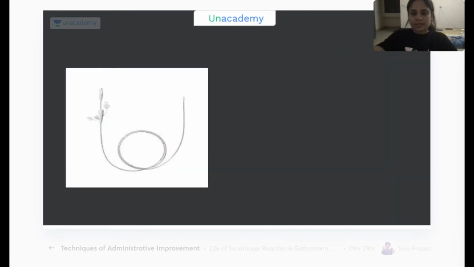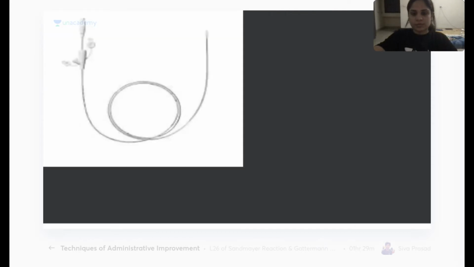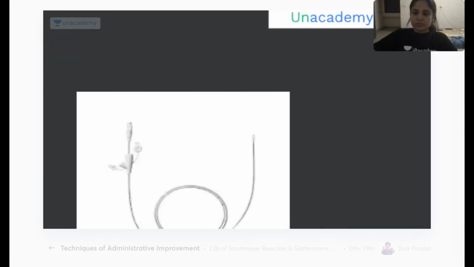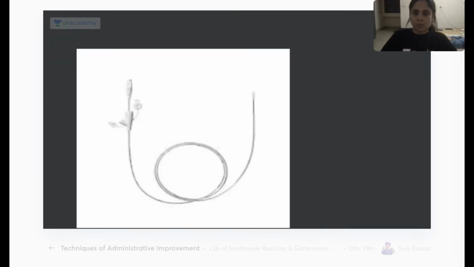Next one, identify this instrument and tell me its use. It's not a Ryle's tube. It's not a Swan-Ganz catheter. It's not an esophageal temperature probe. Whoever answers it correctly gets a virtual chocolate from me. It's not a nasogastric tube, but since it's looking similar, it is something similar to it. Not arterial line catheter, not urinary catheter. Something related to feeding only.